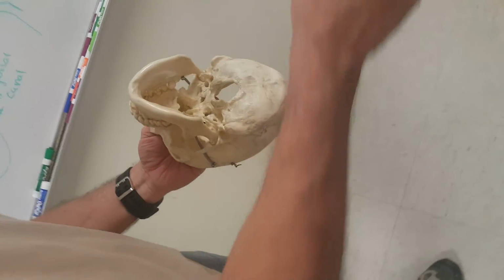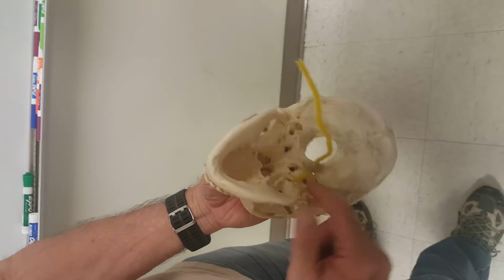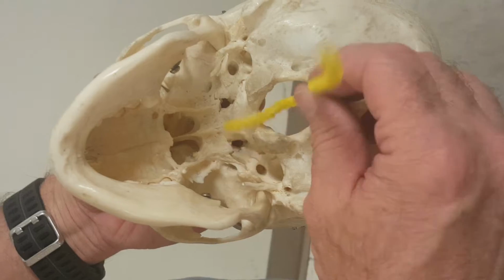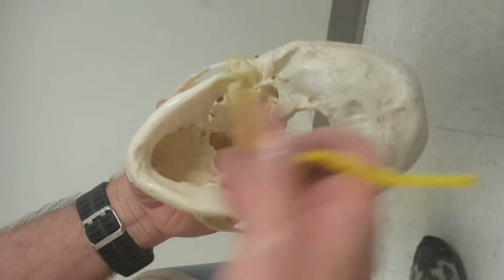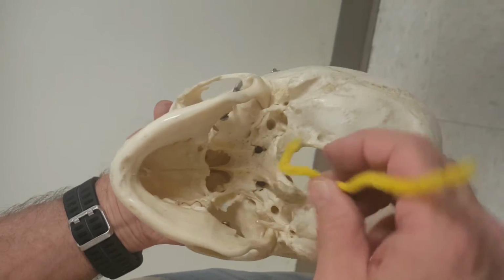Yeah, so this is really easy to do. You just go, boom, it goes right underneath. And see how it passes right underneath the canal there. So that's the last place you can come off the brainstem before you become spinal cord.